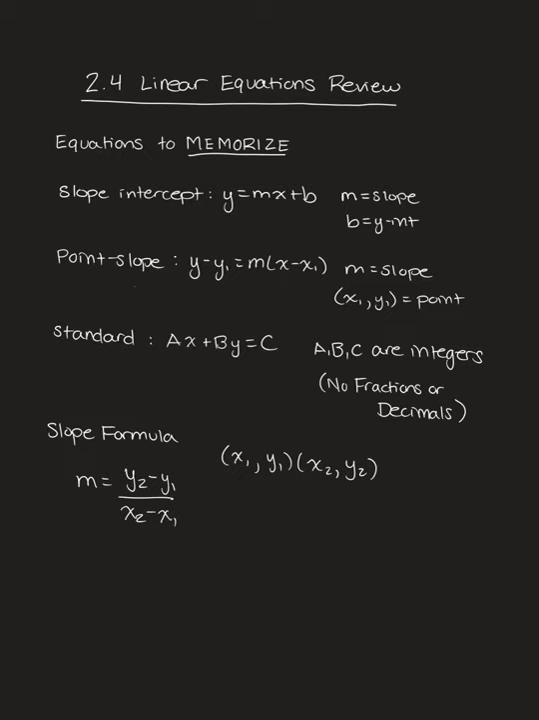The last equation you need to memorize is your slope formula. So if you are given 2 points, to find the slope between them, you have y2 minus y1 over x2 minus x1. This is also known, so slope, you can also call it average rate of change. Okay, so that is what slope is. It's your average rate of change.